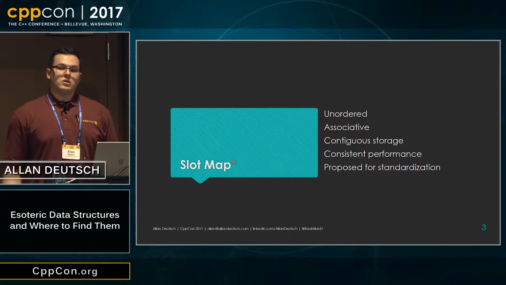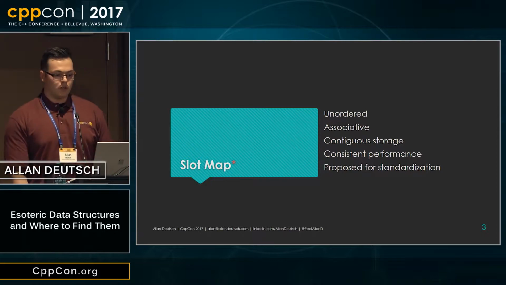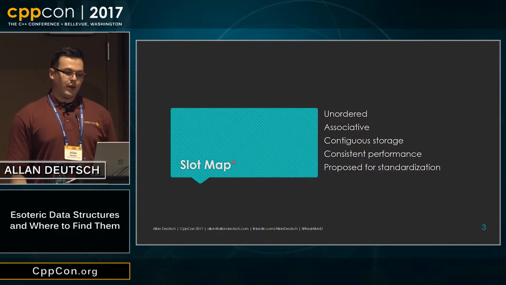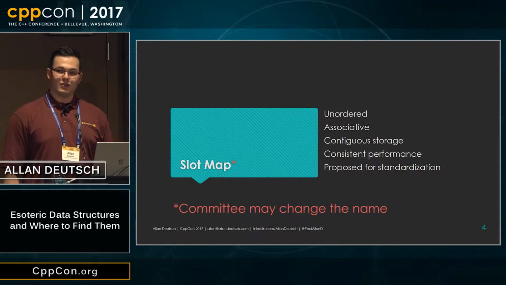I'm currently proposing it for standardization through SG14, and it's in the Library Evolution working group now. So the red asterisk is because the committee may change the name. So if you're watching this video in like 5 years and you're thinking, wow, there's something just like this in the standard, but with a totally different name, that's probably why.